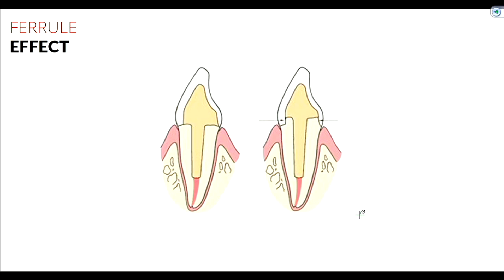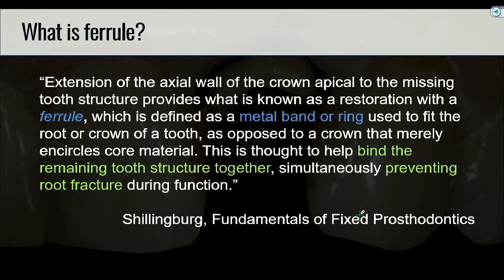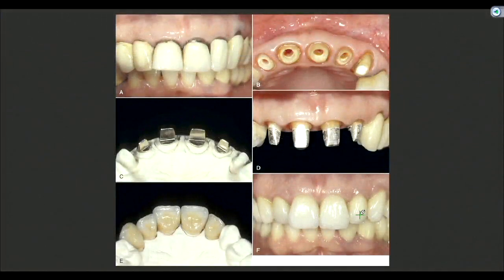A lot of times you'll hear the doc on the floor ask you, how much ferrule do you want? Or does the tooth have sufficient ferrule? What they're getting after is how tall is that axial wall, how tall is that natural tooth structure before your core buildup starts. So that's the ferrule. It's just a definition. You can read that on your own.